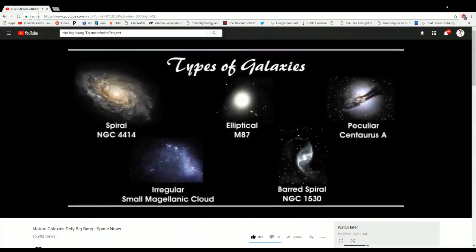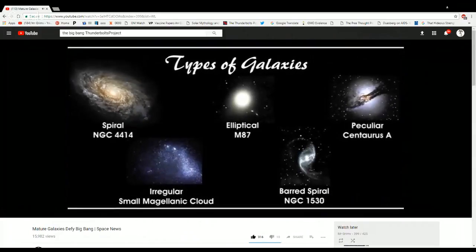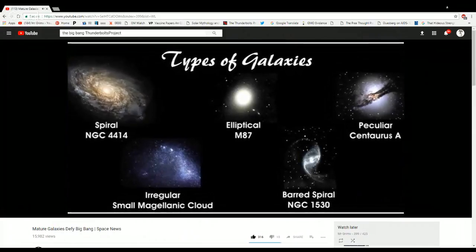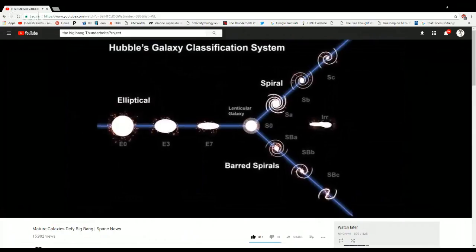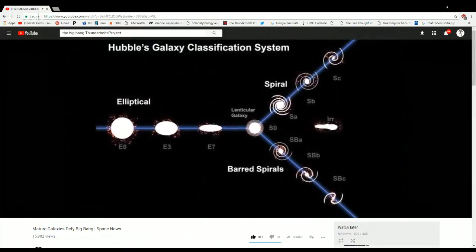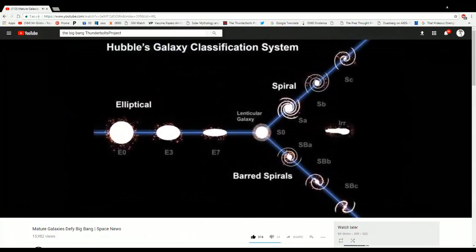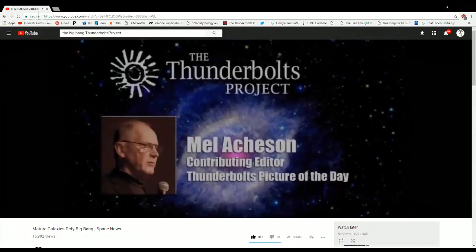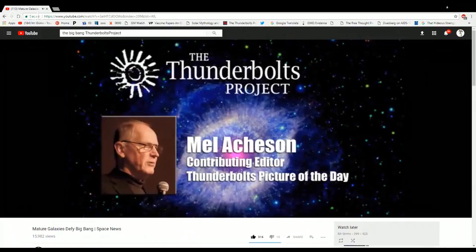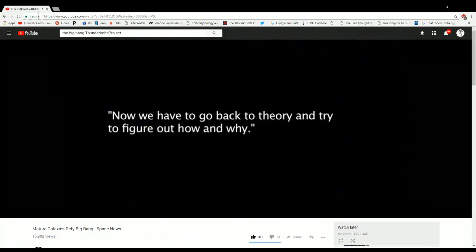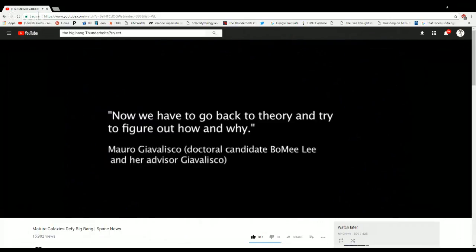Astronomers typically classify galaxies by their shapes: ellipticals, lenticulars, spirals, and irregulars, all said to follow an evolutionary sequence. Since this classification was first named by Edwin Hubble, it's called the Hubble sequence. But how well does this convention actually describe galactic evolution? One of the quotes from the group is this: clearly, the Hubble sequence formed very quickly in the history of the cosmos. It was not a slow process. Now we have to go back to the theory and try to figure out how and why.